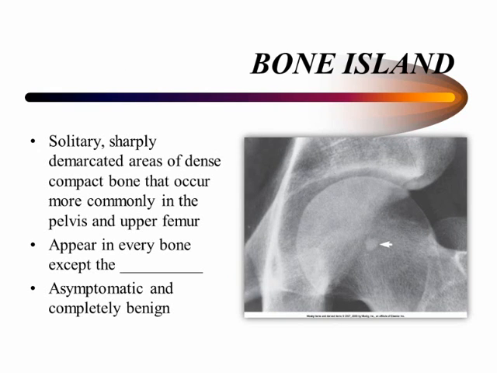Bone islands are solitary, sharply demarcated areas of dense, compact bone that occur most commonly in the pelvis and upper femur. They appear in every bone except the skull. Although almost half of the bone islands enlarge over a period of years and many show activity on radionuclide scans, bone islands are asymptomatic and completely benign and must be distinguished from osteoblastic metastases.